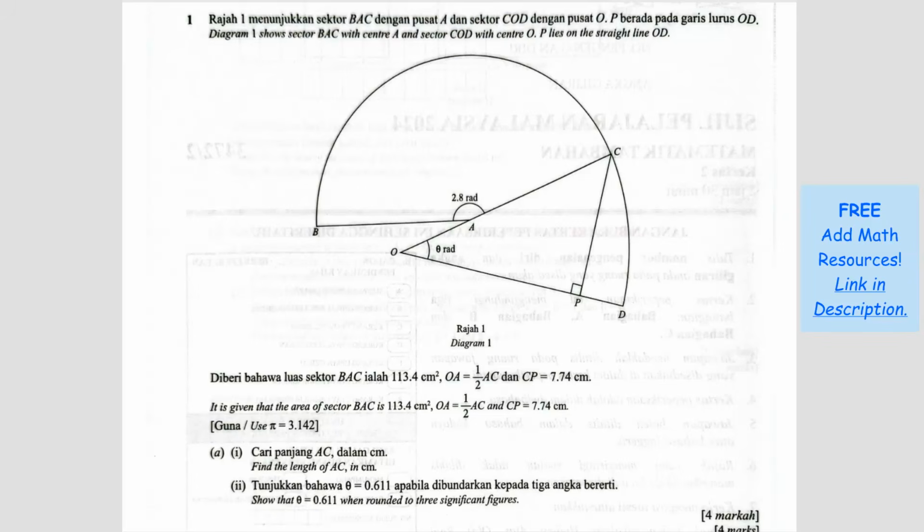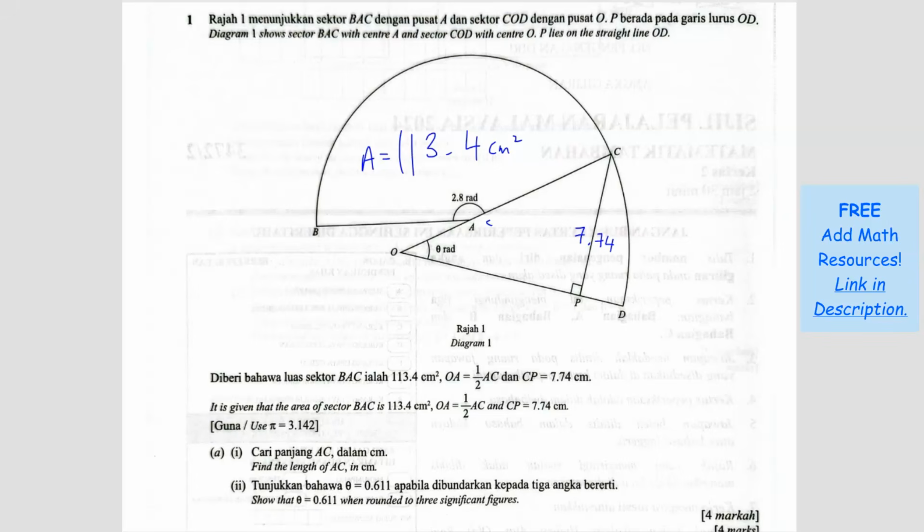Okay, got it. It is given that the area of sector BAC, so BAC is this sector here, is 113.4 cm square. Okay, OA is half of AC, so OA is this small line here, half of AC. And then CP, the height here, is 7.74. Okay, got it. Find the length AC.